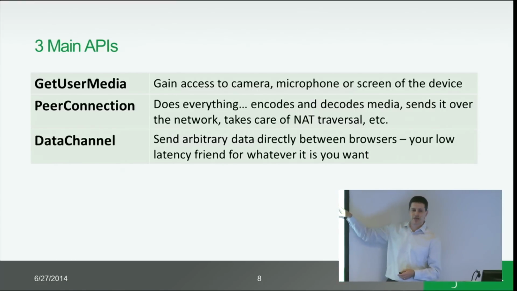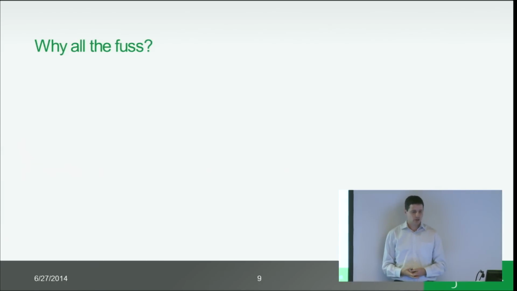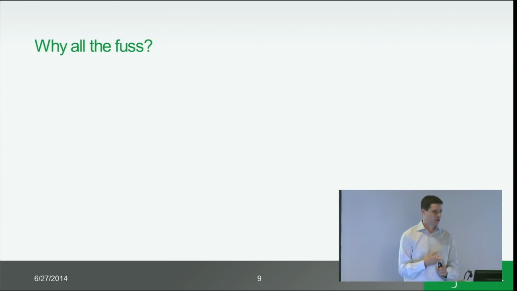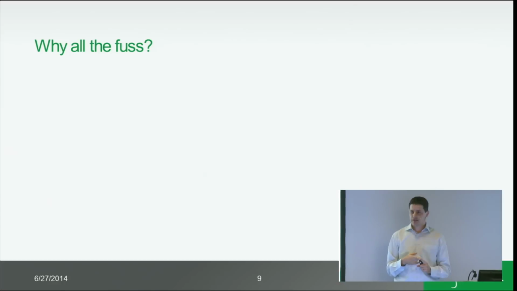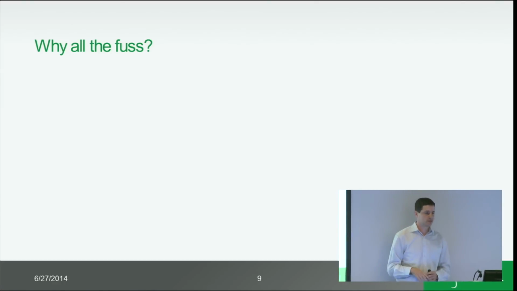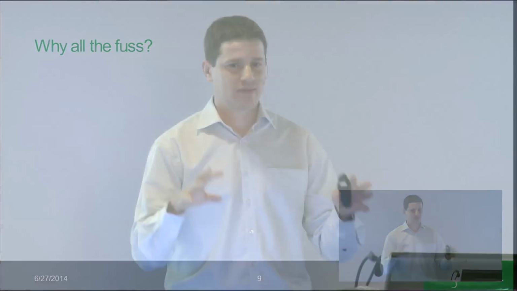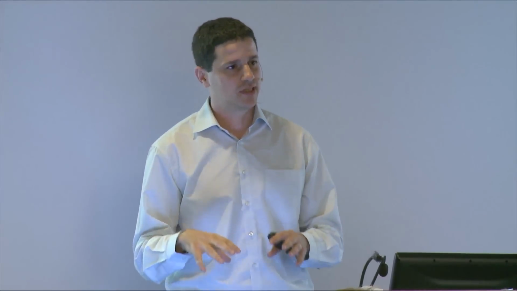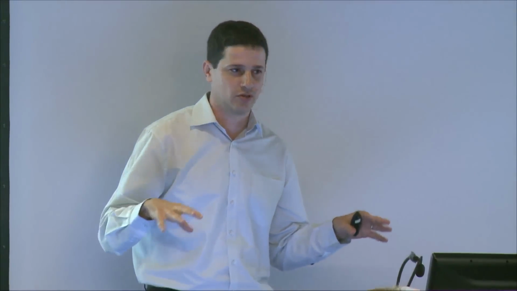These are the types of APIs we have. So why all the fuss? We have a media engine, nothing new there. You can say that the codecs are better codecs, but at the end of the day, it's the same type of technology that exists in any video conferencing solution today and any voice over IP call that you make. So what makes it so different?